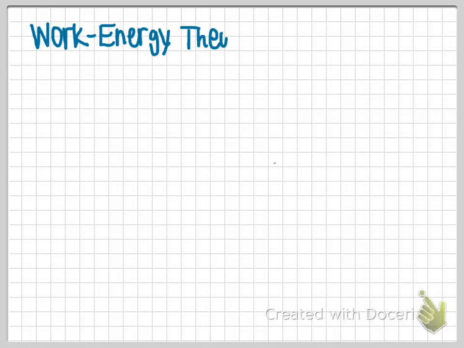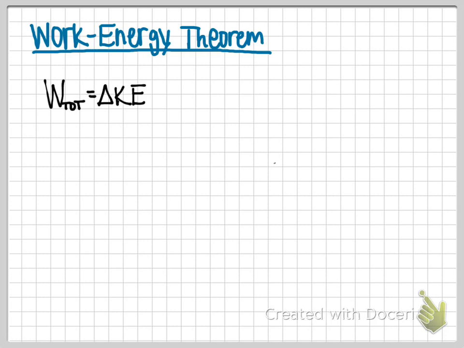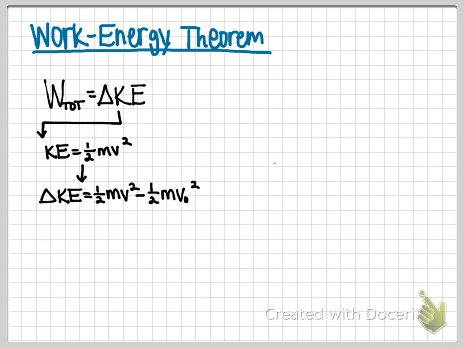Today, I will be talking about the work energy theorem. The work energy theorem is the difference in kinetic energy at the object's initial velocity and its final velocity. We know that kinetic energy equals half mv squared. However, when finding the change in kinetic energy, we see that it equals half mv squared minus half mv naught squared.